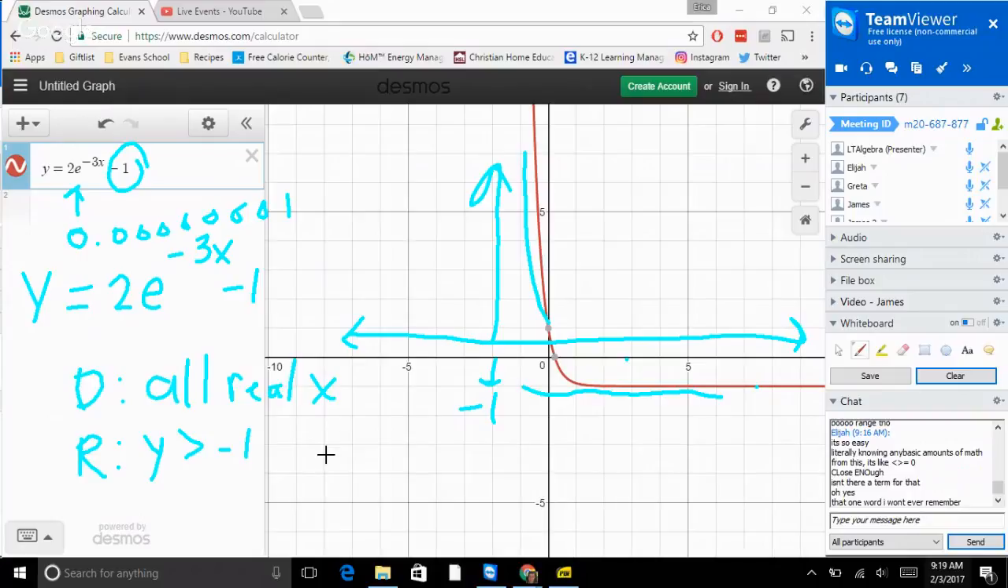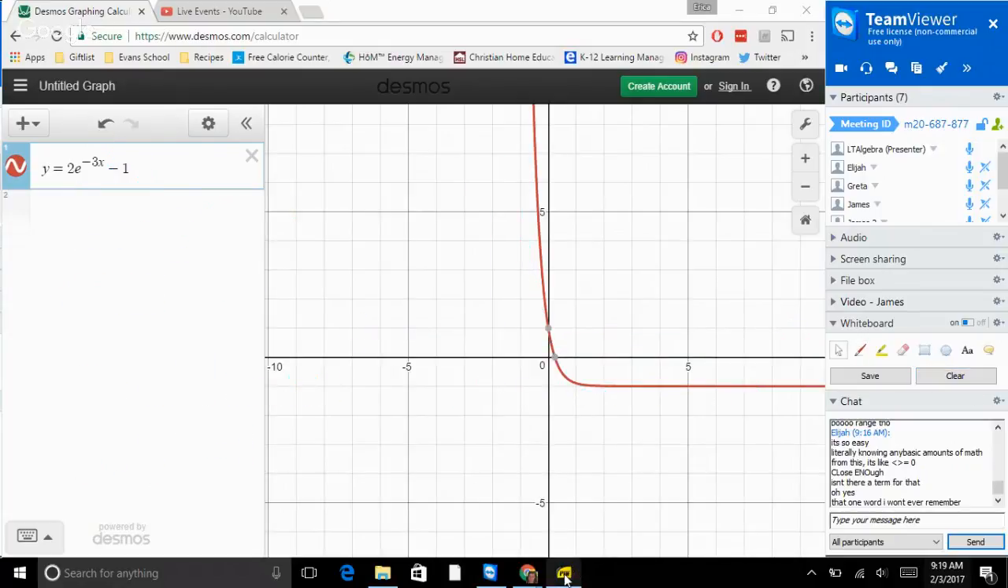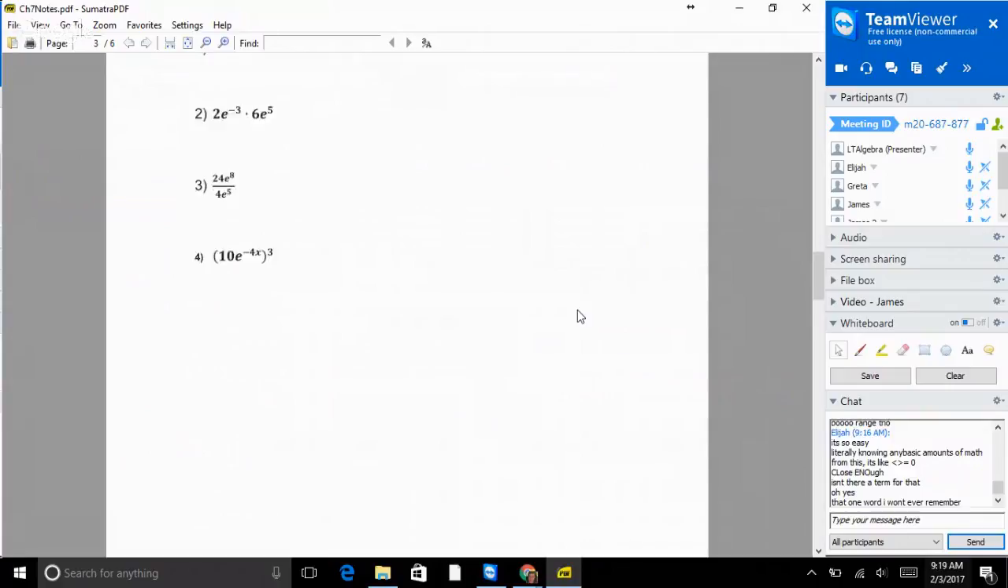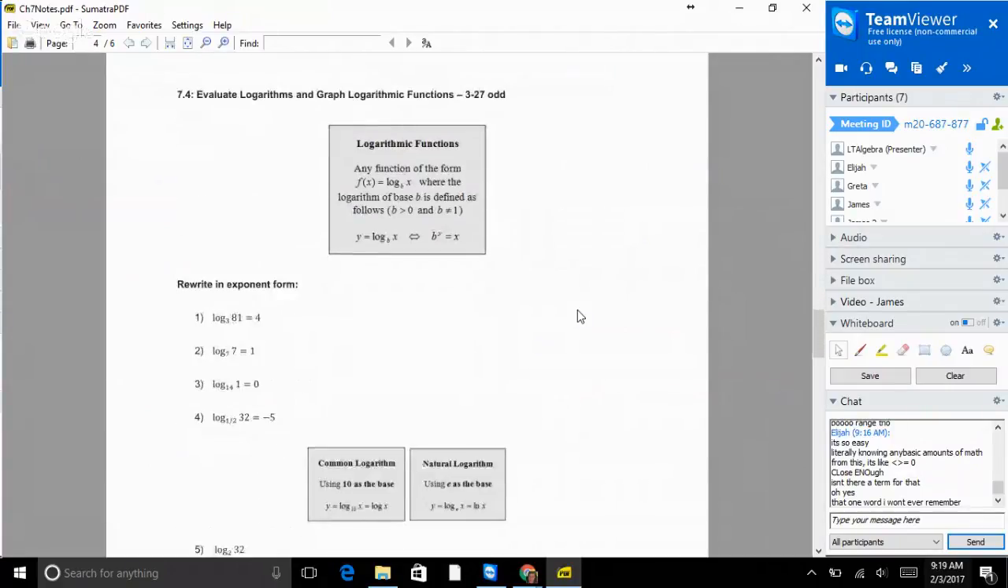Okay, so that was a review of 7.3. You guys should be able to do that easy peasy, right? So on to 7.4. Also not a bad section. I know you guys think that I'm lying when I say that, but really not a bad section. Even though in 9 through 19 it says evaluate the logarithm without using a calculator, I am okay with you using a calculator. Just try to understand it, okay?